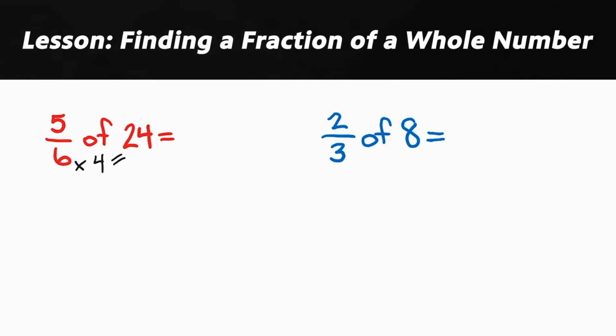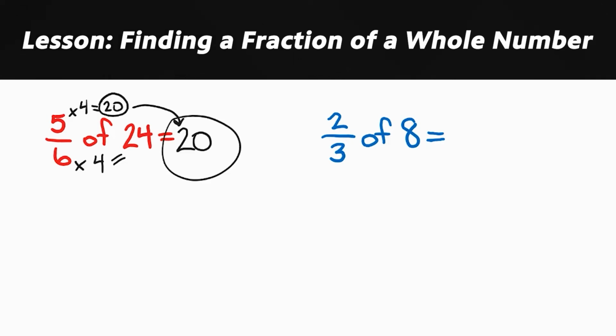Now, whatever I do to the bottom of this problem, I have to do to the top as well. So since I did times 4 to the bottom number, I have to do times 4 to the top number. 5 times 4 equals 20, and that is the answer.